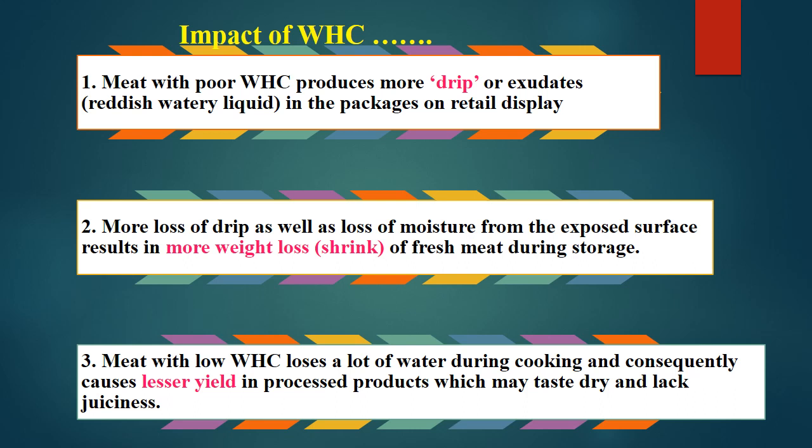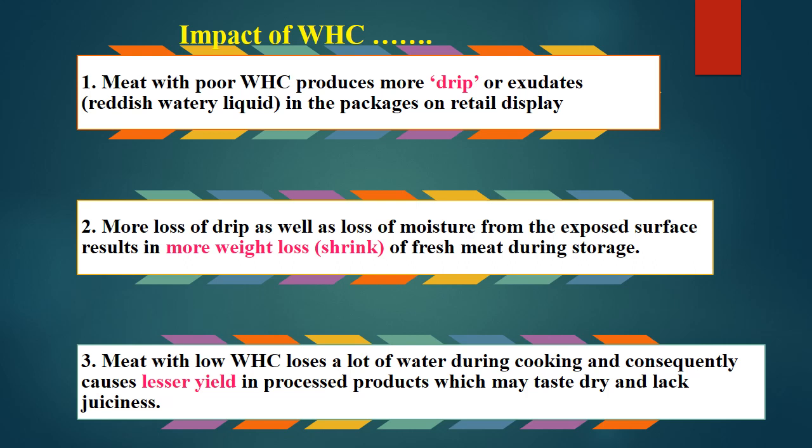The first one is that meat with poor water holding capacity produces more drip or exudates, that is the reddish watery liquid, so the weight will reduce, and many important water soluble vitamins, minerals and proteins also will be lost, and the package will have a very bad look in the display in the case of fresh meat.